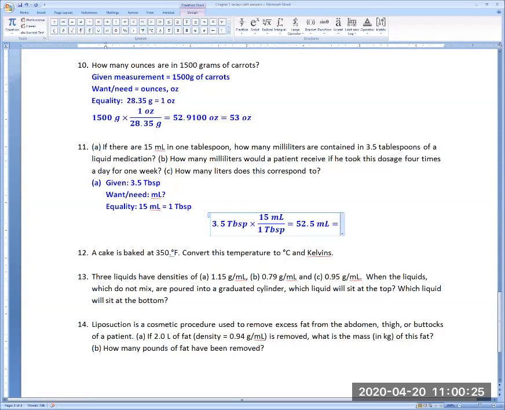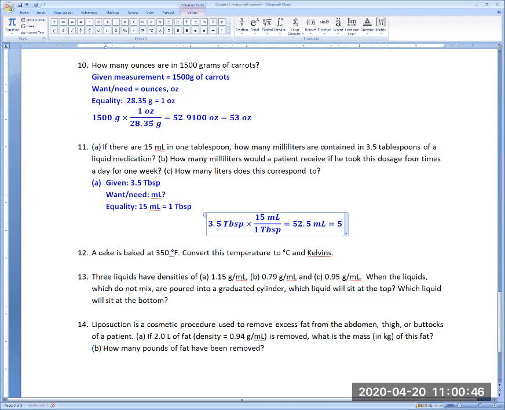So anyway, we have two, so the one is exact, and we have two sig figs for both 15 and 3.5, so we need to keep two sig figs. So how do we round 52.5 milliliters to two sig figs?